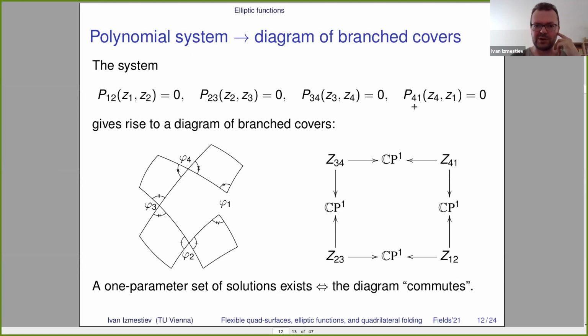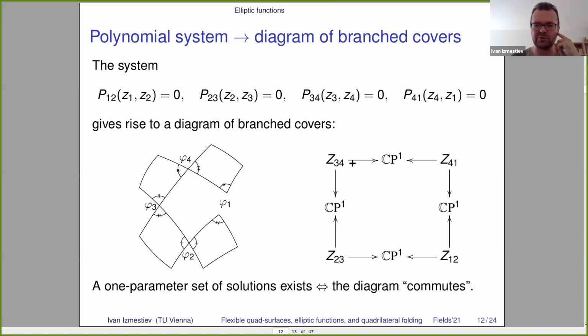We can, in fact, build a diagram of branched covers. So each CP1 here is the domain of the tangent of half of the angle. So the tangent of half of the angle is a point in CP1, and Z12 is the configuration space of a quadrilateral. Actually, this Z12 is the solution set of the equation P12(Z1, Z2) = 0. And of course, this solution set projects to the domain of Z1, and it also projects to the domain of Z2. These are 2 arrows here.